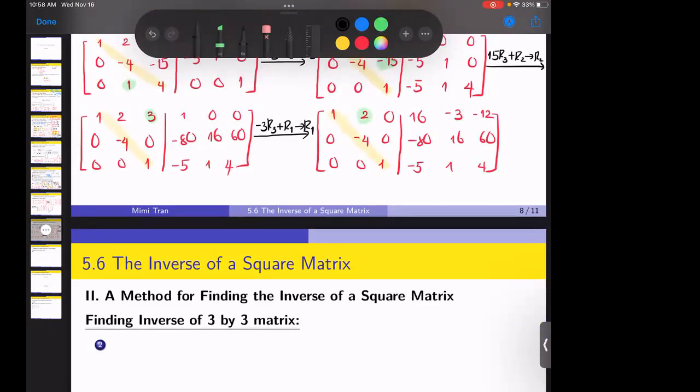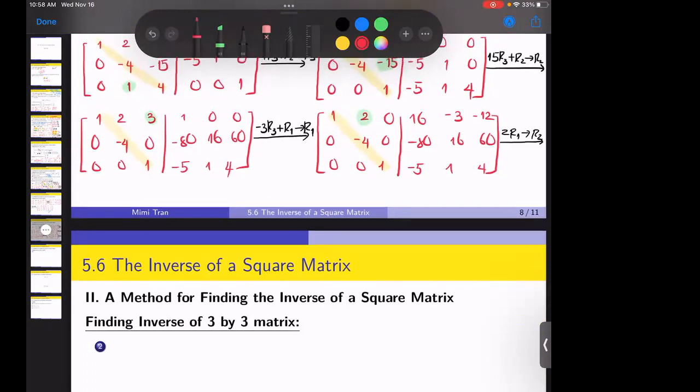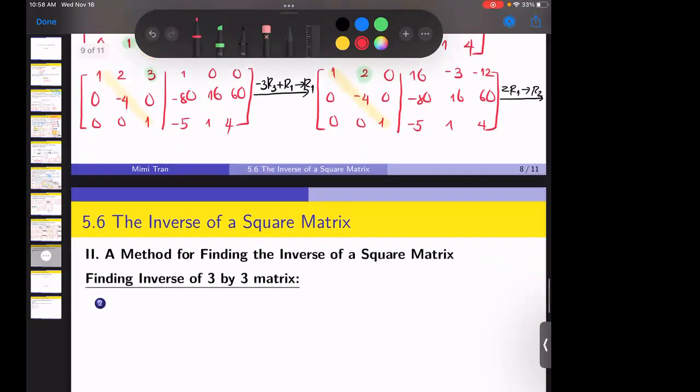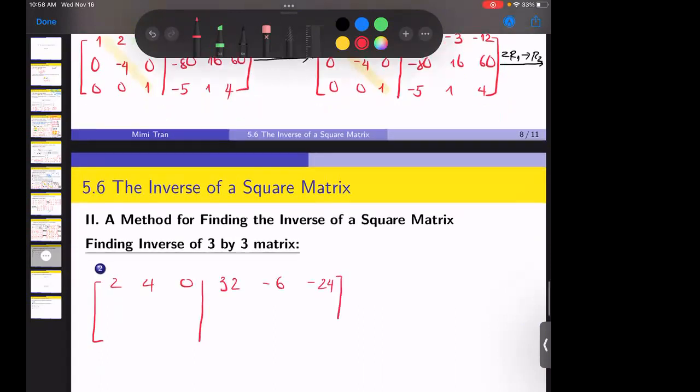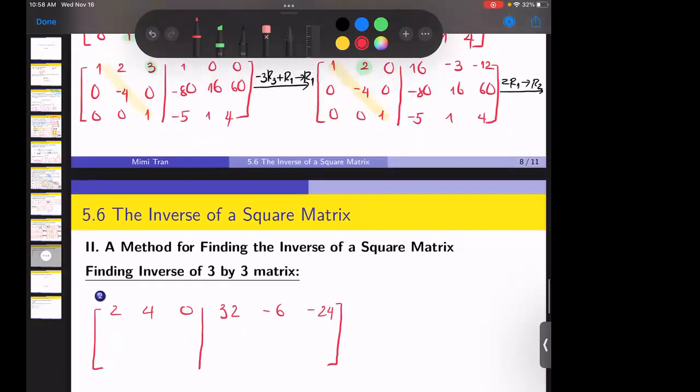Maybe I'll do it slowly on this part. So double the first one. Give me a new first one. So 2, 4, 0. Make sure you double the right side as well. 30, 32, -6, -24. Can you skip a step? Yes, you can skip. I'm just doing it slowly. Yeah. 0, -4, 0, -80, 16, 60, 0, 0, 1, -5, 1, 4.